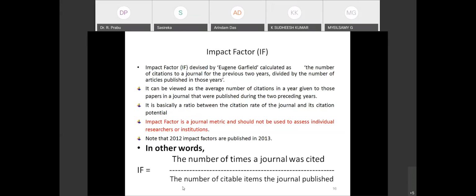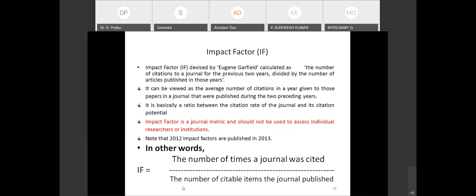So the impact factor metric will be used to assess the journals only, not the researcher and the institution. To analyze the researcher and the institution, at a later stage we have a lot of metrics that we'll see. Here you can see, note that the 2012 impact factors are published in the year 2013.